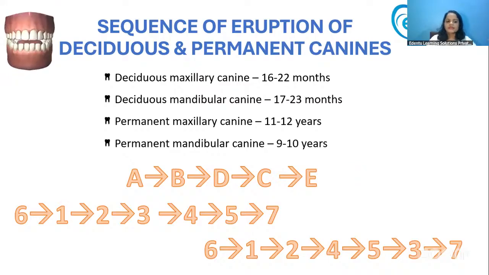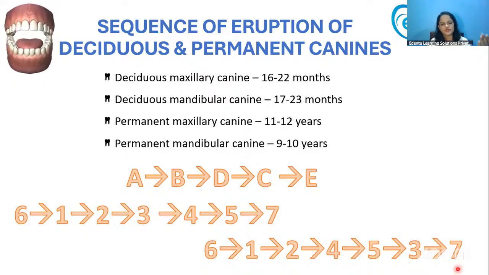Then coming to the permanent dentition, in the mandibular arch, the sequence of eruption is 6, 1, 2, 3, 4, 5, 7. And for the maxillary teeth, it is 6, 1, 2, 3, 1, 2, 4, 5, 3, 7.